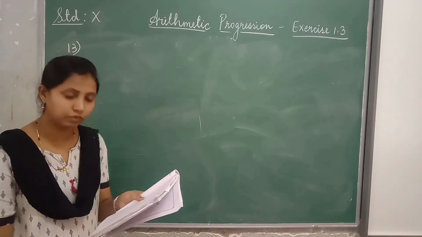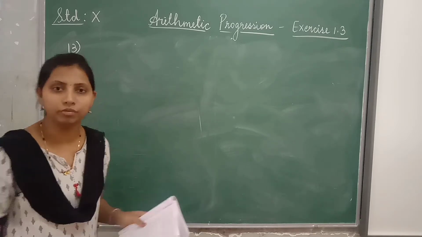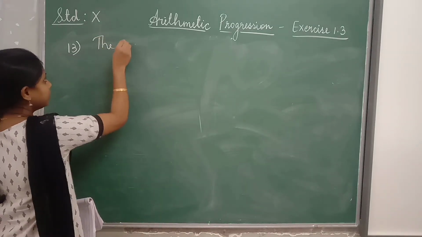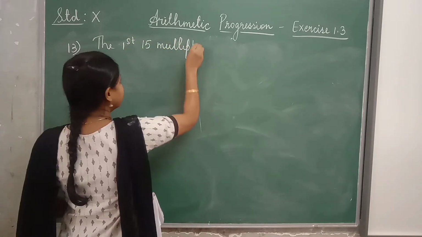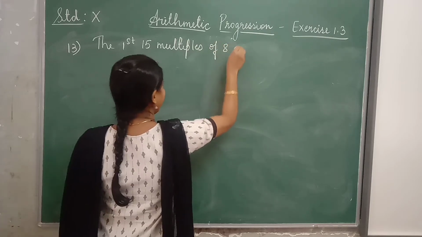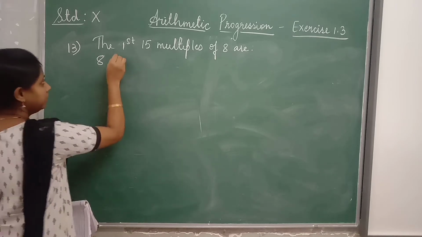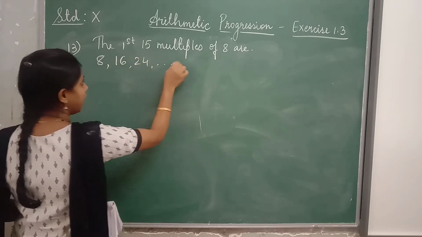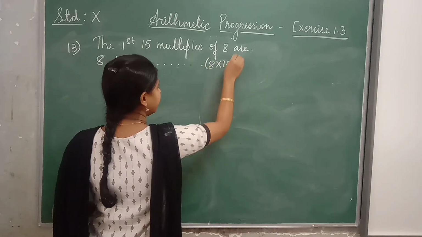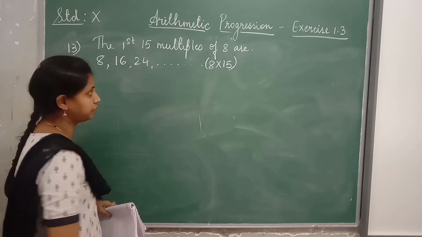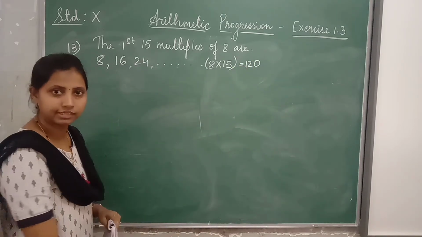Find the sum of the first 15 multiples of 8. You have to find the sum of the first 15 multiples of 8. What are the first 15 multiples of 8? Multiples of 8 means 8 ones are 8, 8 twos are 16, 8 threes are 24 and so on till 15, that means it is 8 into 15. Okay children, 8 into 15, that is nothing but 120. 120 is the last term.